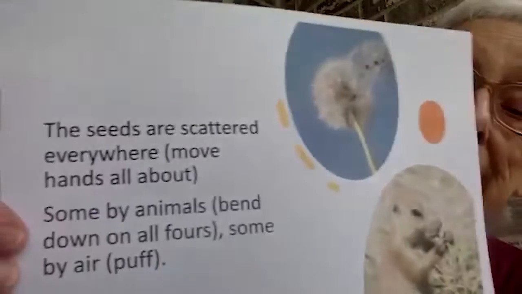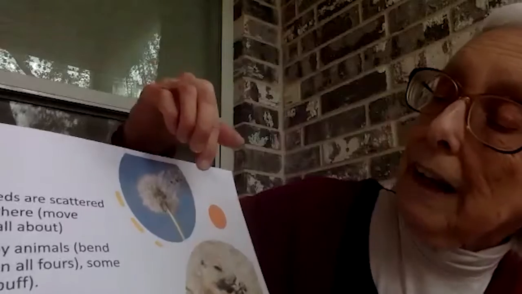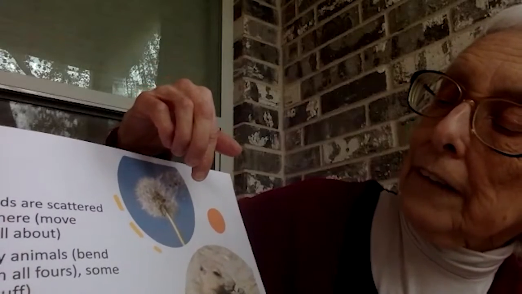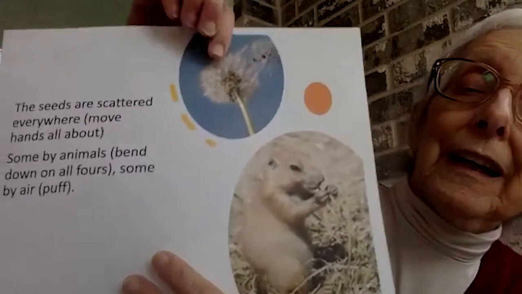So let's look at the pictures. Seeds, here they are scattered everywhere. So let's get our seeds, and they're scattered everywhere. Some by animals and some by air. There's my milkweed flying about again. And let's sing a song about seeds traveling. So here's my dropping seed song.